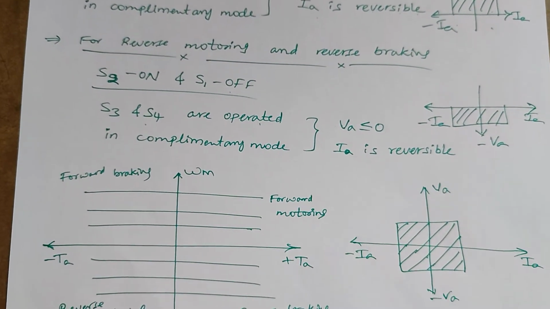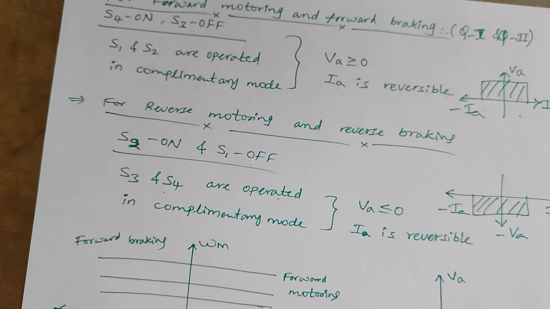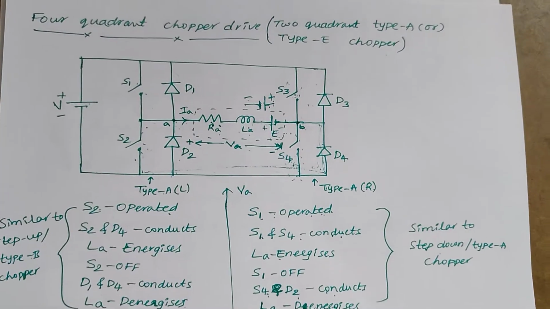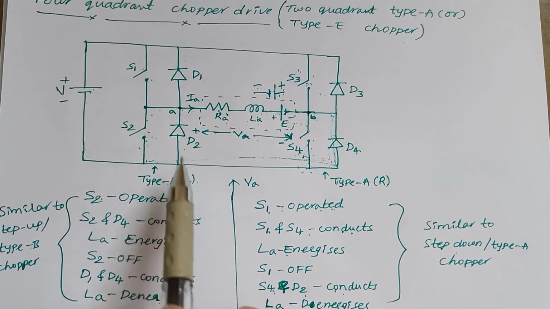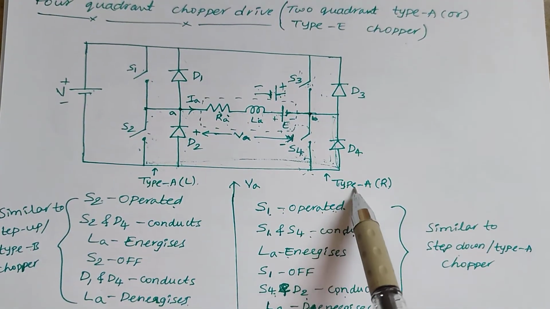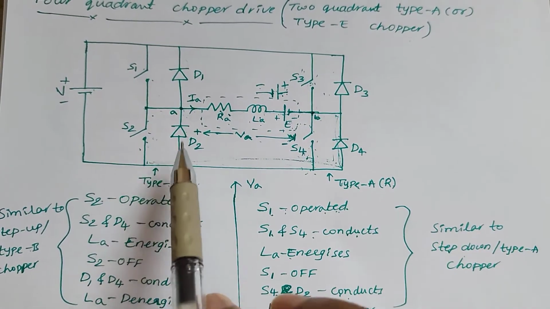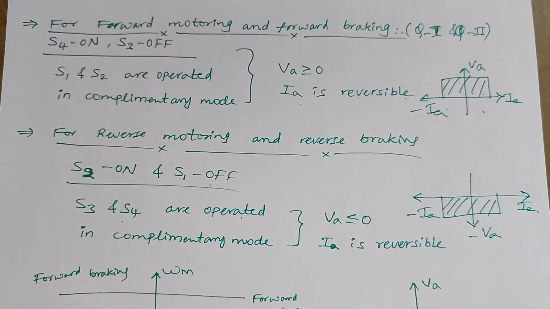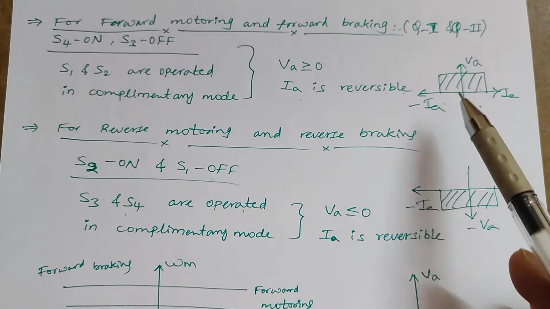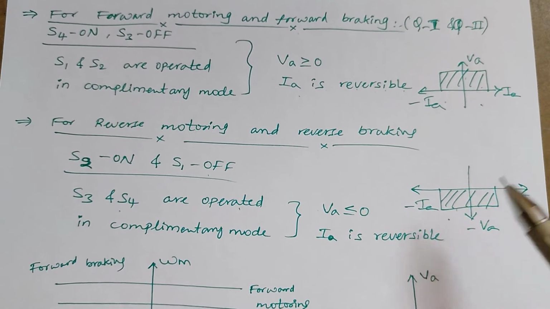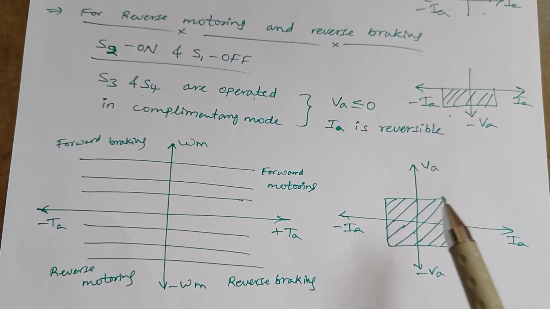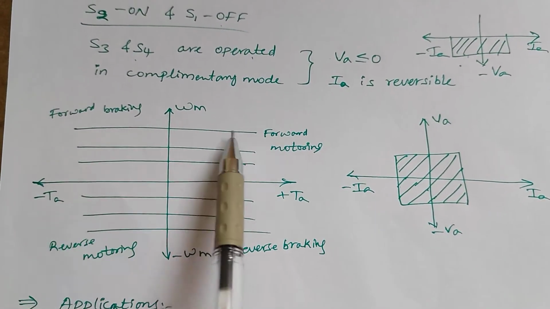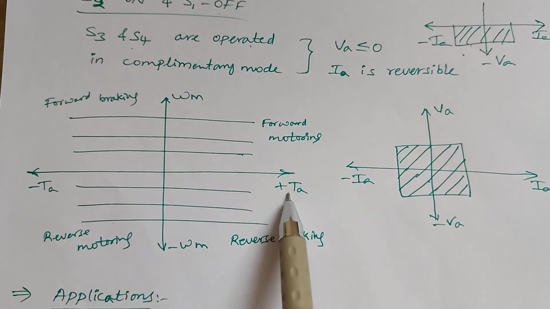So with the right side type A chopper and left side type A chopper, we operate two individual type A choppers at a time. These two controlling switches are the left side type A chopper, and these are the right side type A chopper. By operating two individual type A choppers together, we can get four quadrant operation. The corresponding four quadrant operation is like this, and with that you can get all four quadrant characteristics in the speed torque characteristics.